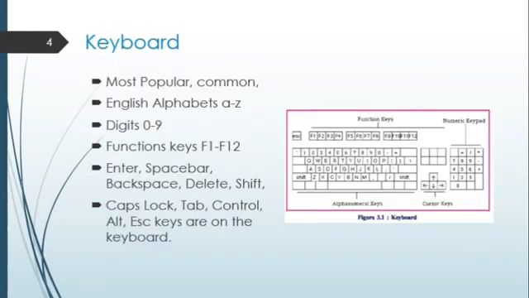Now, the keyboard. It is the most popular and common one. You all know English alphabets are there, A to Z, small and capital, and digits from 0 to 9, and function keys. Here the function keys are given, F1 to F12. Other than these keys, enter, spacebar, backspace, delete, and shift keys appear on the keyboard, and also the caps lock key, tab, control buttons, alt keys, and escape key are on the keyboard.